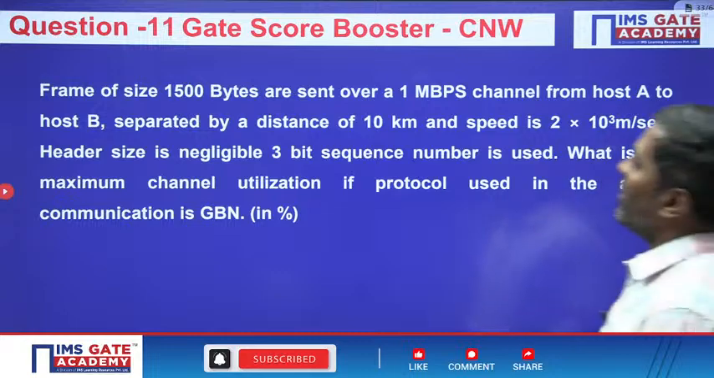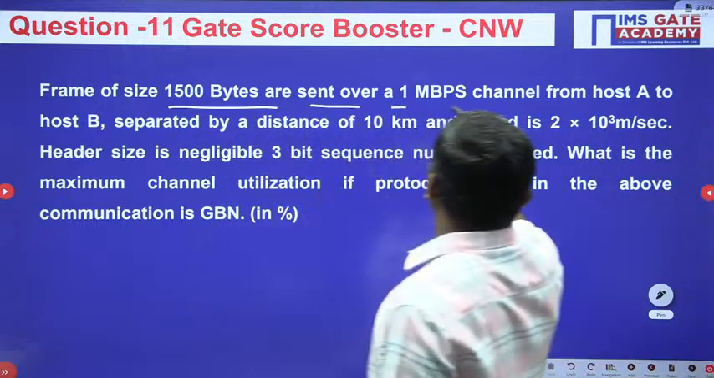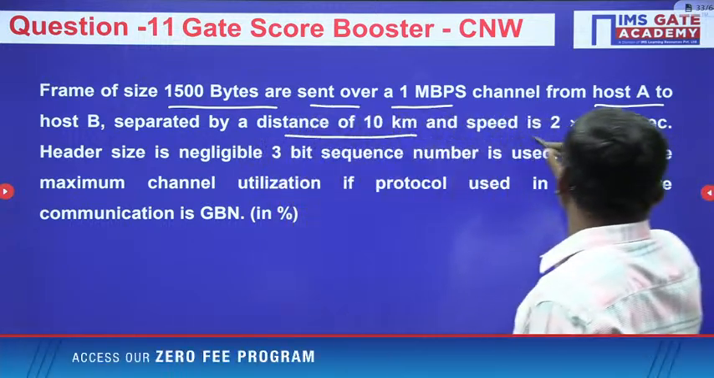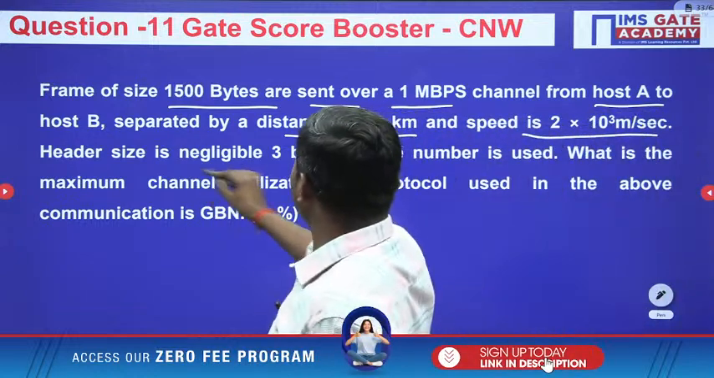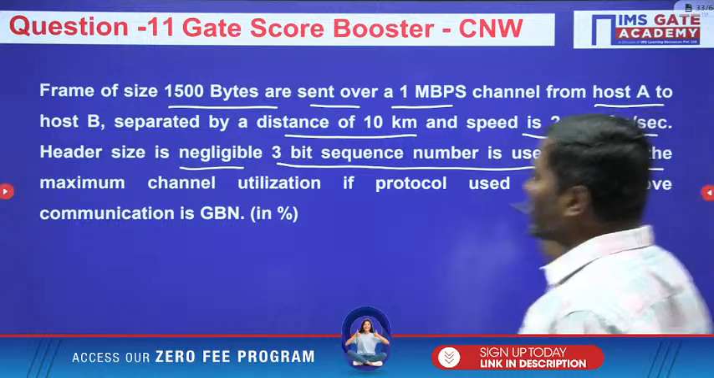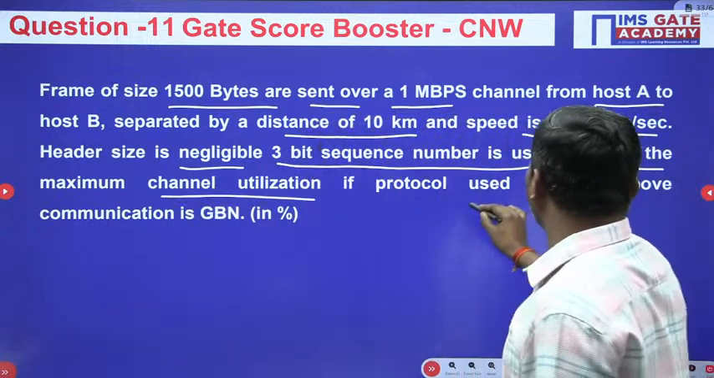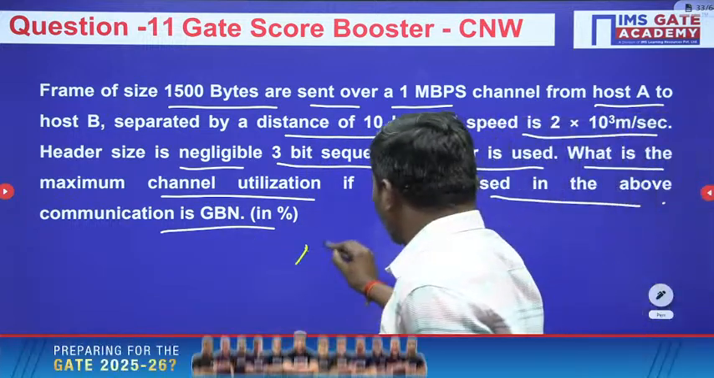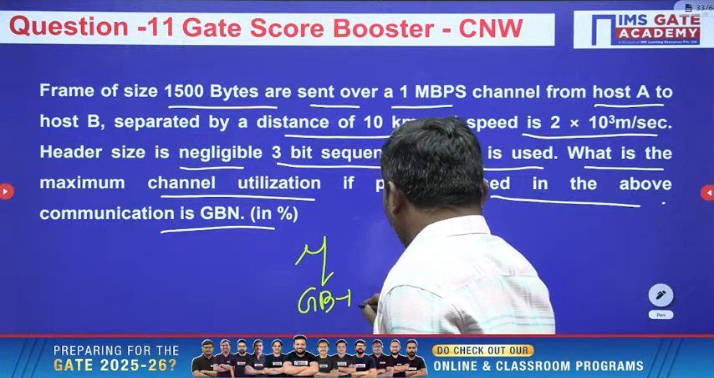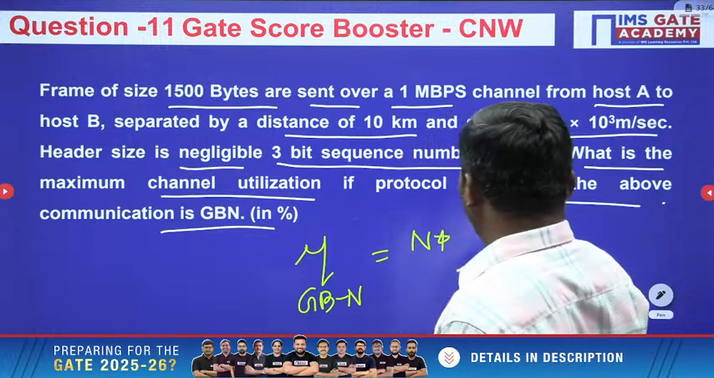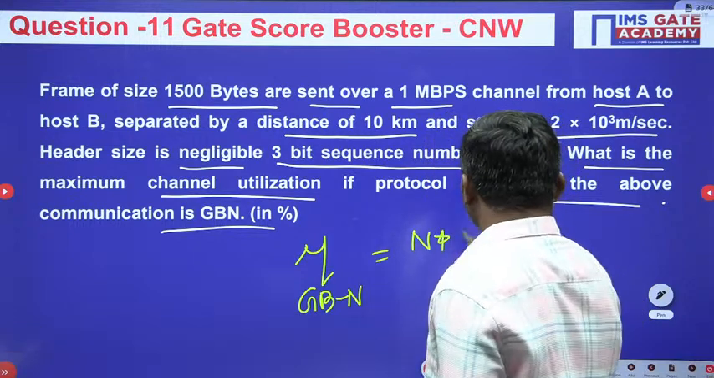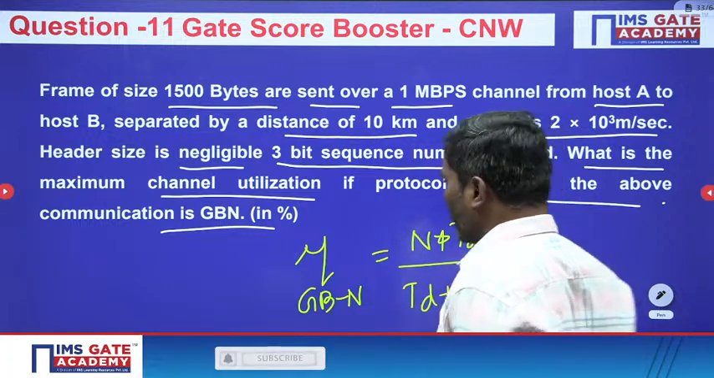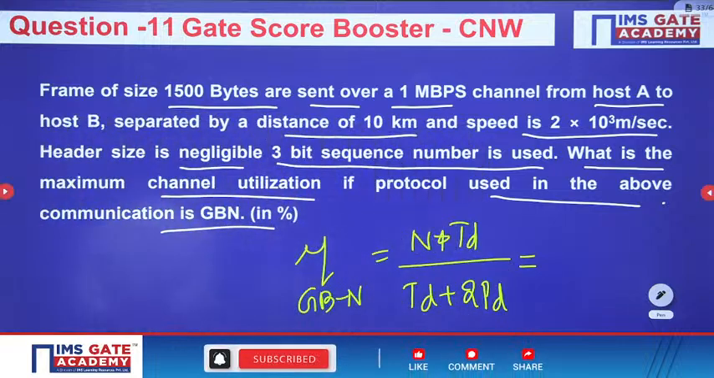Next question now. If a frame size of 1500 bytes is sent over a 1 megabit per second channel from host A to host B separated by a distance of 10 kilometers, the signal speed is given here. Header size is negligible, a 3-bit sequence number is used. What is the maximum channel utilization if the protocol used in the above communication is GBN? They are asking for efficiency directly. Efficiency of GBN is N into transmission delay by, so transmission delay plus 2 times propagation delay. Tell me the answer. Straightforward question.